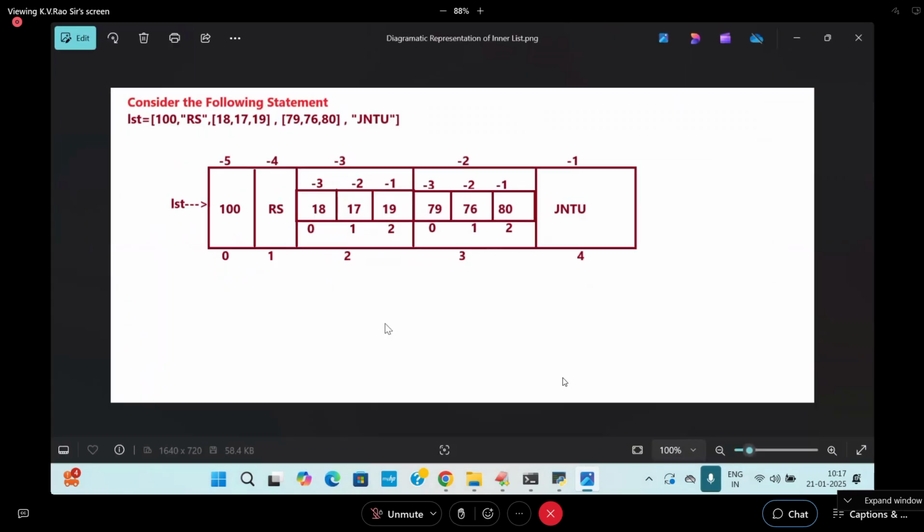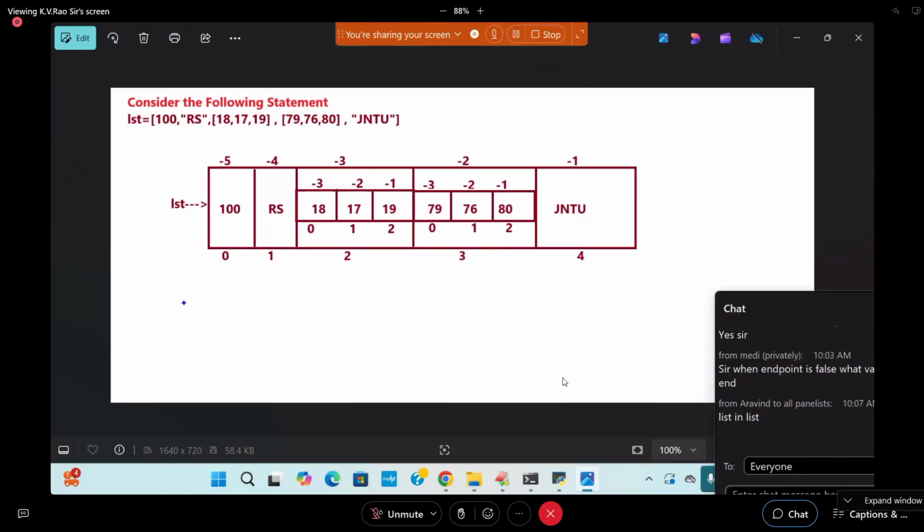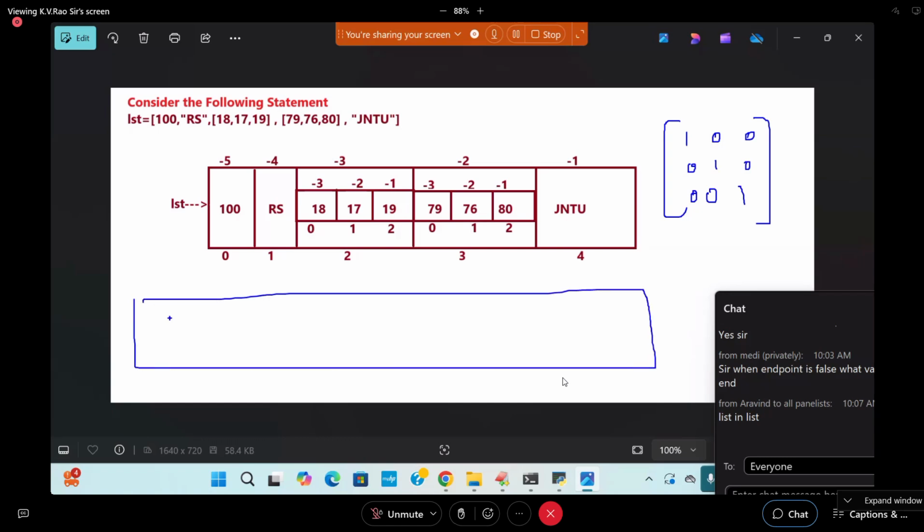Diagrammatic representation of inner list. If I take that matrix, which matrix? That matrix is 1, 0, 0, 0, 1, 0, 0, 0, 1. If you remember, I already mentioned it in the classroom. This is my list. Inner list values: this is called one list, 0, 1, 0, 0 is called one list, 0, 1, 0 is called one more, and 0, 0, 1 is called one more. This is the 0th row, and so on.